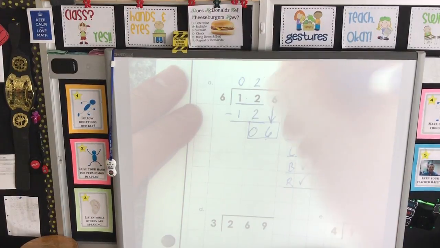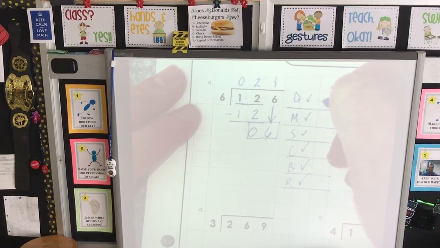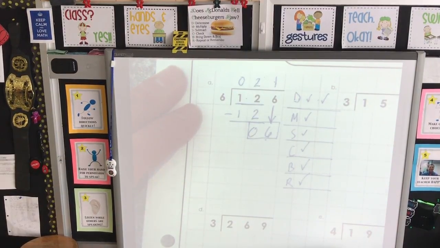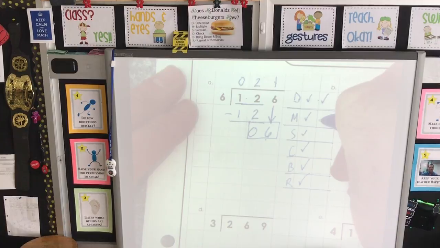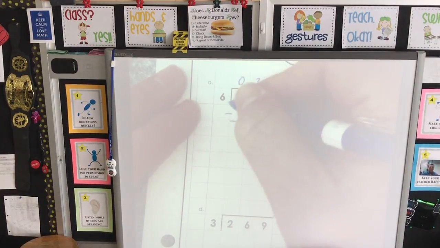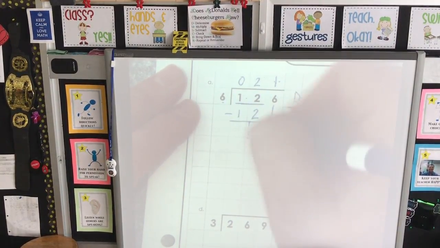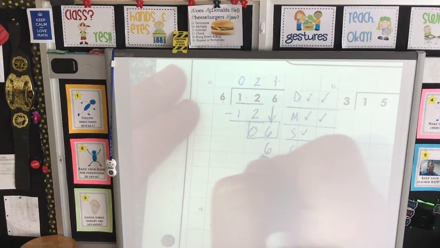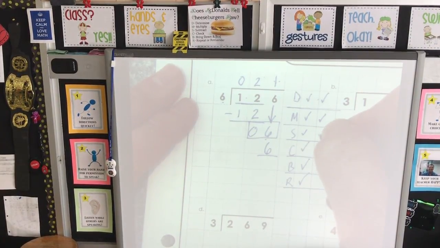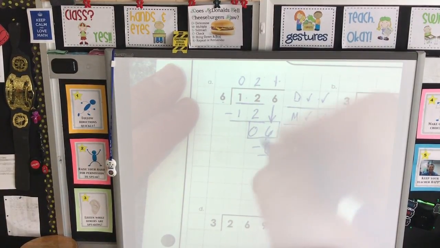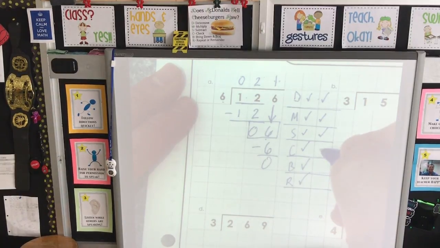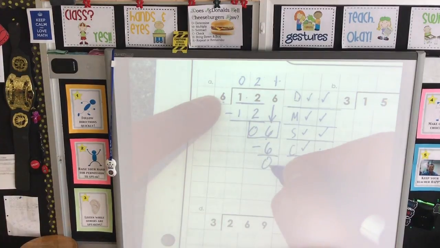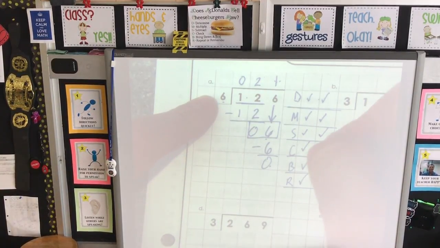6 times 1. Okay, so here's what we're going to do. Because this is my last one, I'm going to just use this box. All right, time to multiply. Ready, set, go. Multiply 6 times 1 equals 6. Okay, next, S, go. Subtract 6 minus 6 equals 0. The C, go. Check. Is the king happy? Yes or no? Yes. Okay, so check it off.